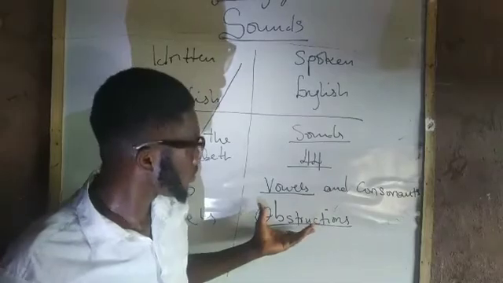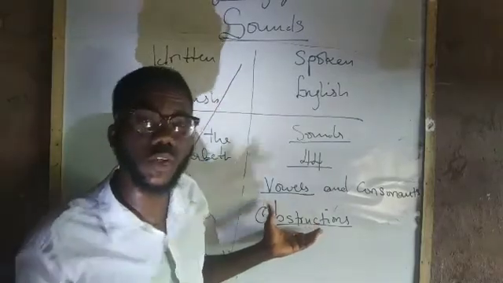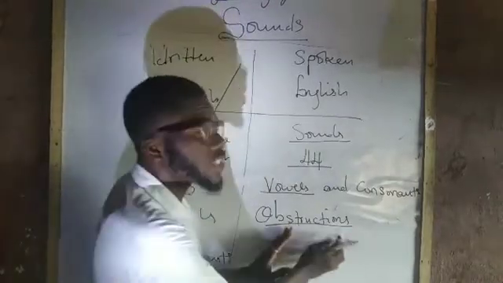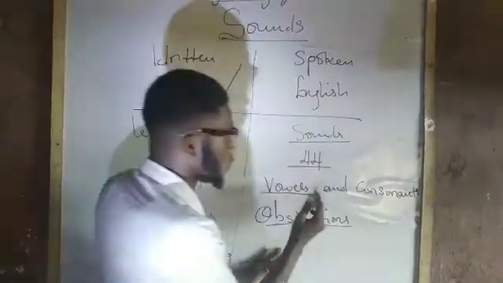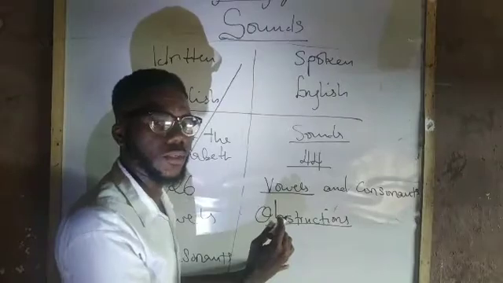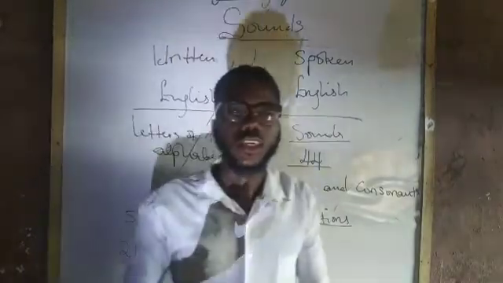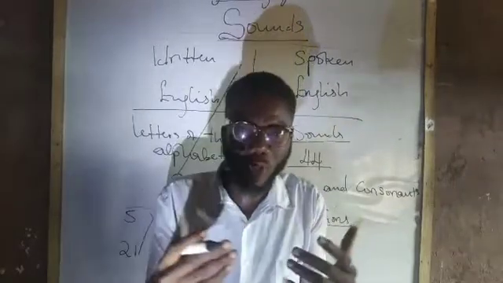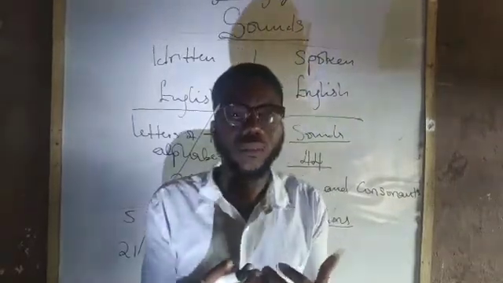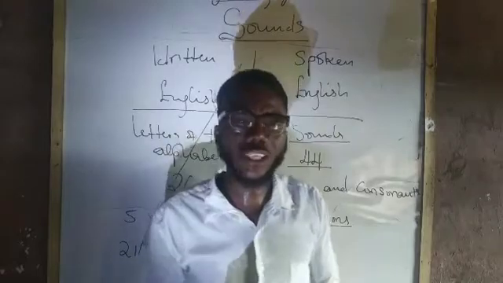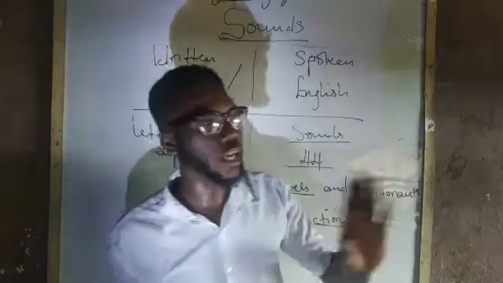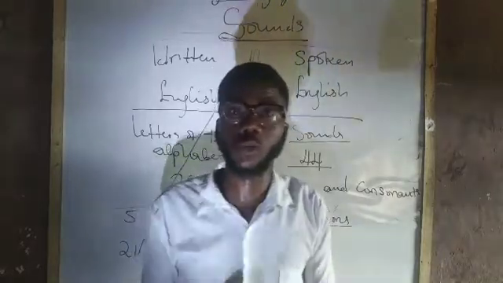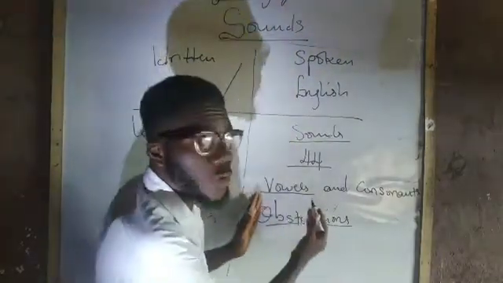Now, whenever there is no obstruction in the course of your producing a sound, when you are able to produce a sound without any obstruction, the sound that you produce is a vowel sound. This is to say that when you try to produce this sound, there is nothing that obstructs the flow of air. The air just flows from the lung through the air tube and then out of your mouth. It just flows out freely without being obstructed. The sound you produce is a vowel sound.